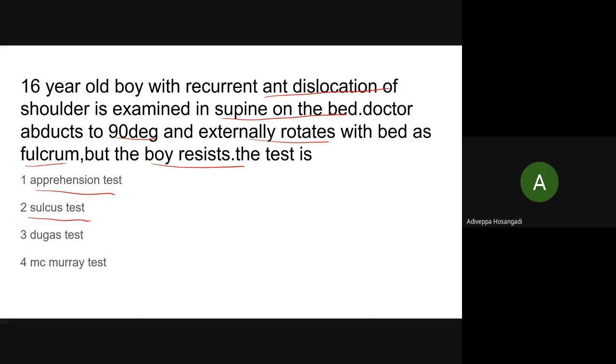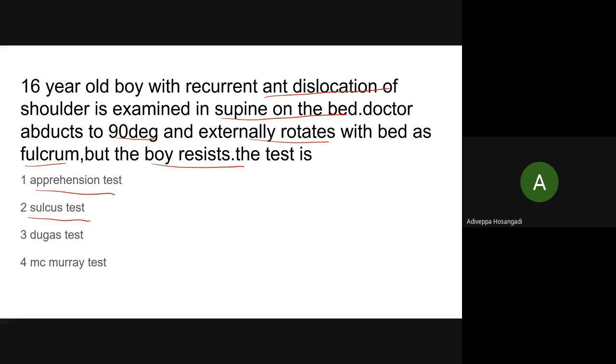Sulcus test, again. I will mention it here because in some other slide it might appear or it might not appear. You pull the shoulder when the patient is standing erect. There is a sulcus created just below the acromion. It indicates there is hyperlaxity of the shoulder. This is the inferior instability, sir. Inferior instability, which is uncommon, is hyperlaxity of the shoulder.